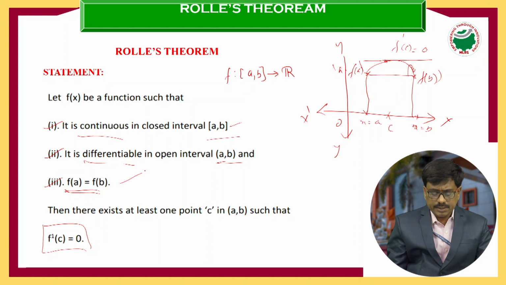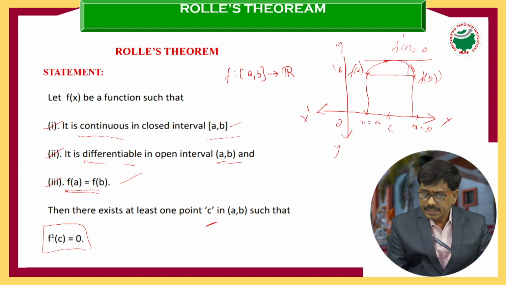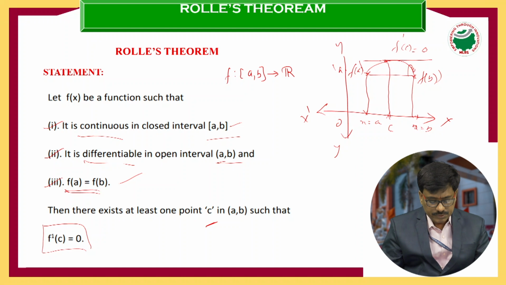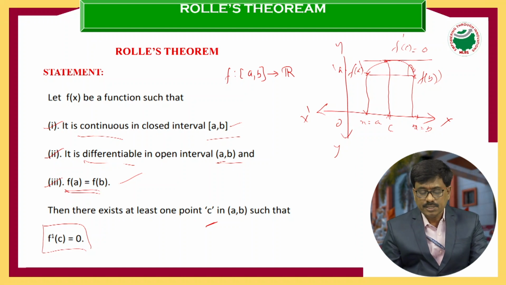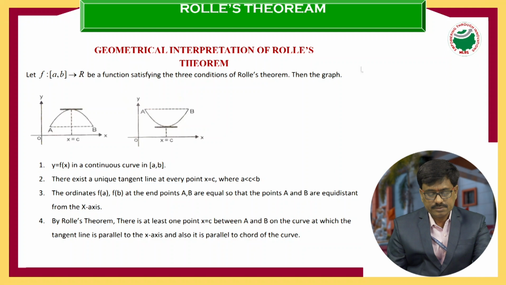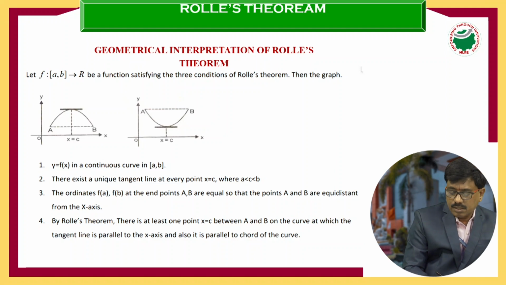If both are equal, there exists a point C in between A comma B, and when we draw a tangent at that point, f dash of C equals what? 0. Therefore, f dash of C equals 0. This is the statement of Rolle's theorem. Further, we are going to extend this to the geometrical representation of the function. Now, we are observing the geometry of Rolle's theorem.